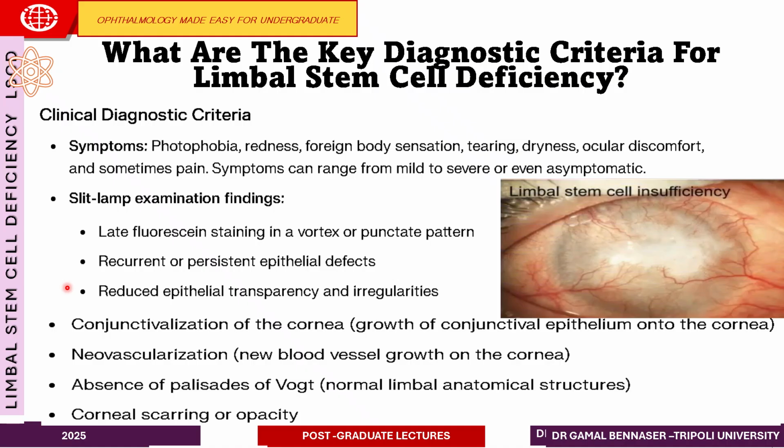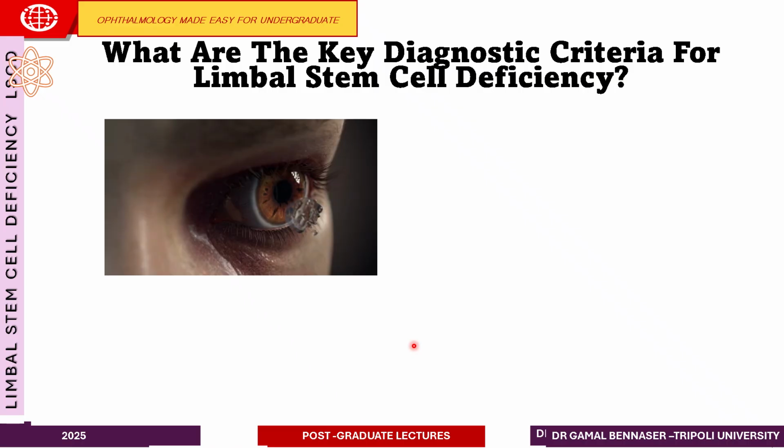So most likely, especially in advanced cases, you will find haziness and cloudiness of the cornea because of the conjunctivalization of the corneal epithelium. So one of the main features of limbal stem cell deficiency is a hazy cornea. Of course, conjunctivalization of the cornea is seen as growth of the conjunctival epithelium over the cornea, and also new vascularization with the growth of new vessels on the surface of the cornea. You will also find, in the limbal area, absence of the palisades of Vogt, and severe corneal scarring can be seen.